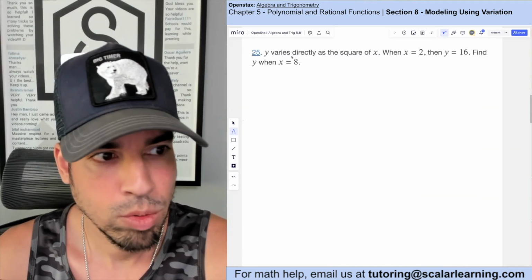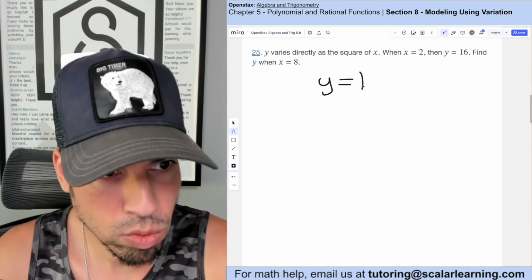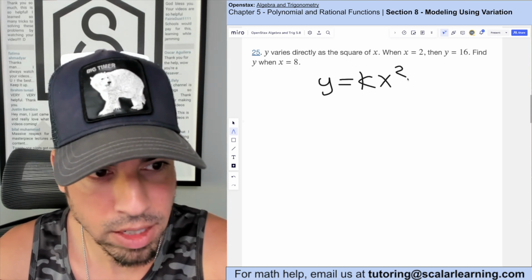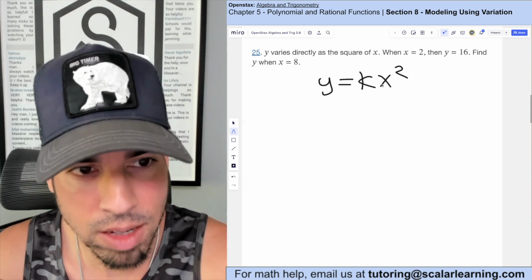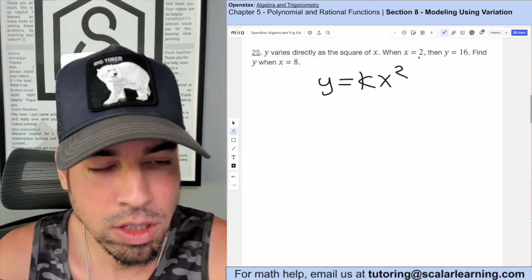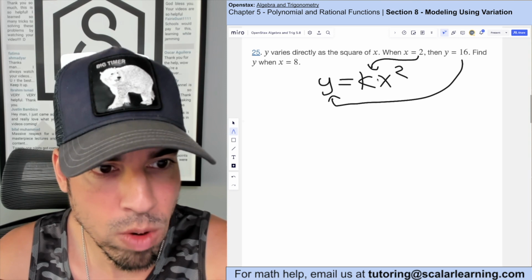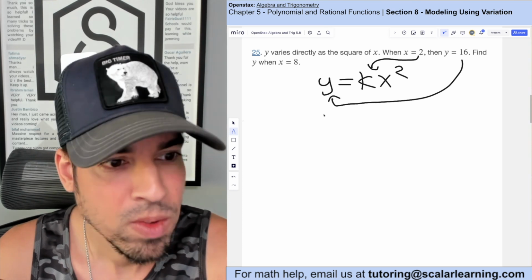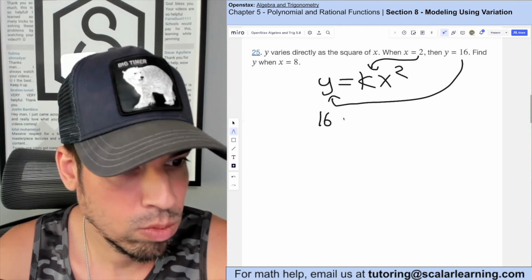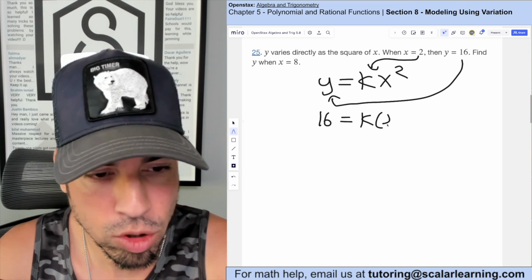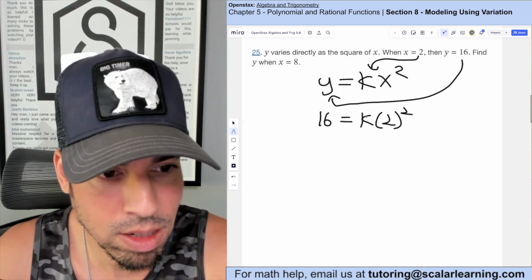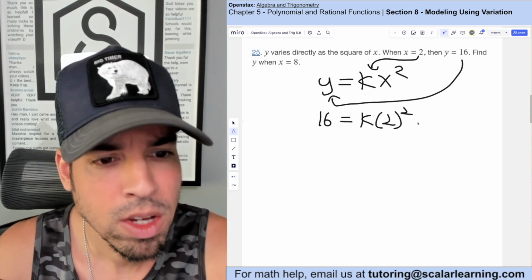Done. So for this one, it says y varies directly as the square of x, meaning y equals a constant times x squared. Then it gives us this first value, x equals 2, and 16 equals y. So we're going to run with this. We got 16 equals k times 2 squared. We're going to run with plugging this in because this is going to help us solve for k. So that's the first step.